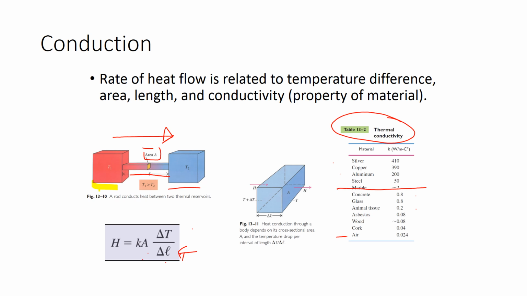And then we notice that things that we normally think of as insulators, asbestos, wood, cork, and so on, have even lower conductivities as we move on down the line. And again, air quite low, which is why double pane windows are such energy savers.